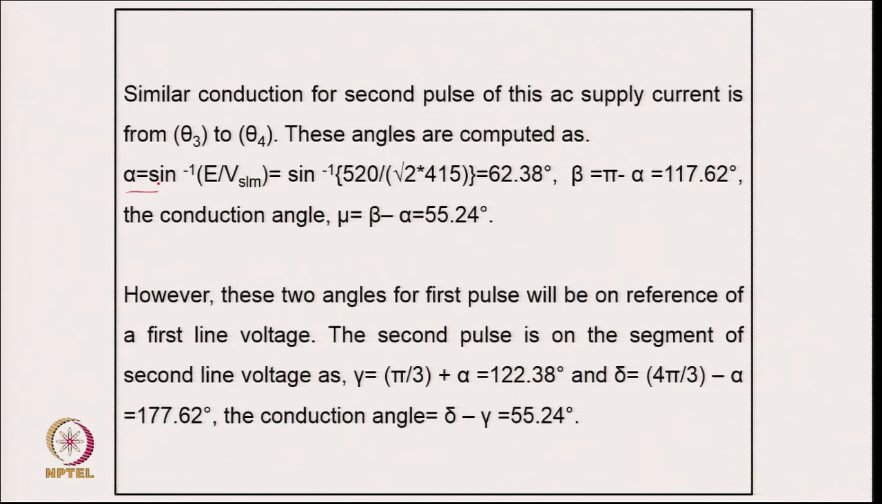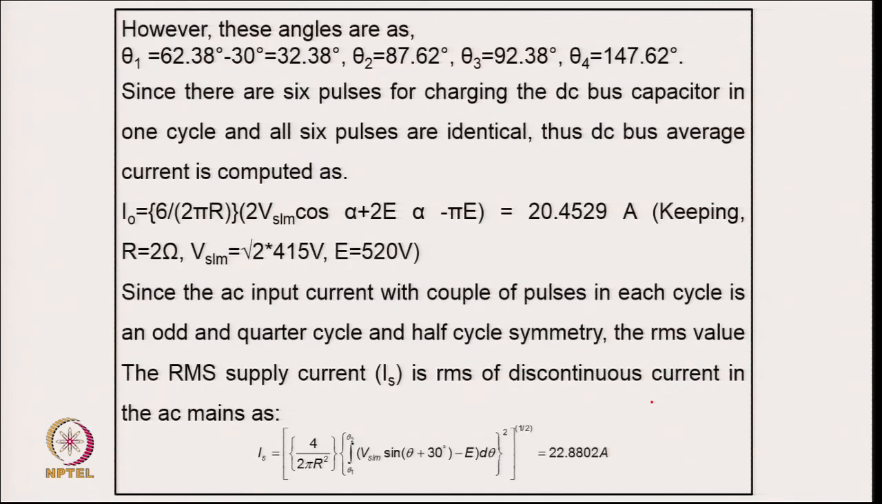So, we can calculate alpha here, and from this we can calculate beta and the conduction angle. So, for this much period only, out of 60 degrees, it is conducting, and for the other segment we have the same conduction angle. So, there are 2 pulses of this much duration, and now we can calculate theta 1 at which it starts, then where the first segment ends, and the second segment starts at this angle and ends at this angle.